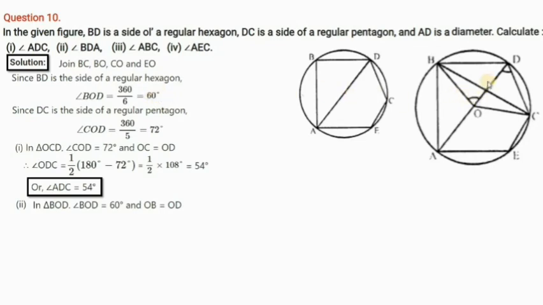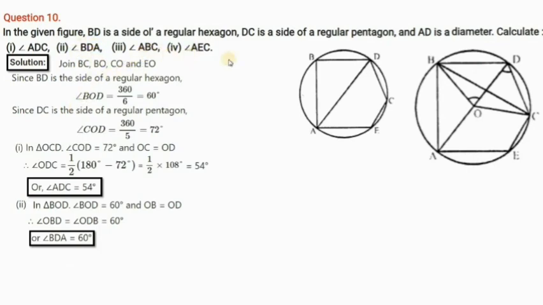If this is 60, then again OD and OB both are equal because they are radii. So this angle and this angle will be equal to each other, and they have to be 60 degrees each, because 60 plus 60 plus 60 makes 180 degrees. So ODB is 60 degrees. That means BDA is also 60 degrees. So we have found the second part as well.